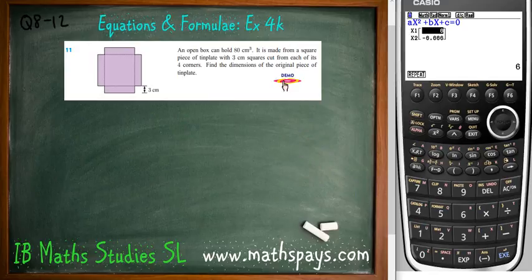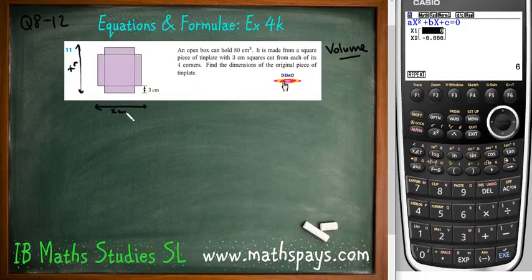Question 11. An open box can hold 80 centimeters cubed, which means we're talking about, that's right, volume. Okay, it is made from a square piece of tin plate with 3 centimeters squared cut out of each of the 4 corners. Find the dimensions of the original piece. So let's say the original dimension there is x centimeters. All right, we don't know what it's going to be, and that's x there.